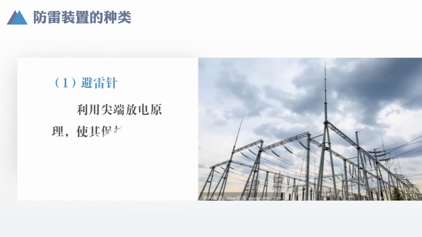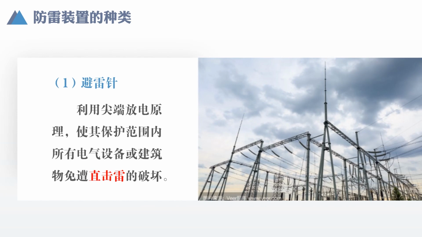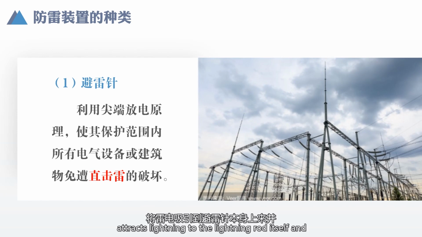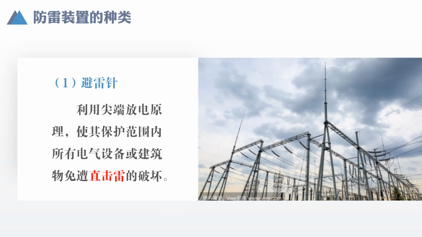Lightning rod, utilizing the principle of tip discharge, attracts lightning to the lightning rod itself and safely leads the lightning into the earth. This protects all electrical equipment or buildings within its protection range from direct lightning damage.